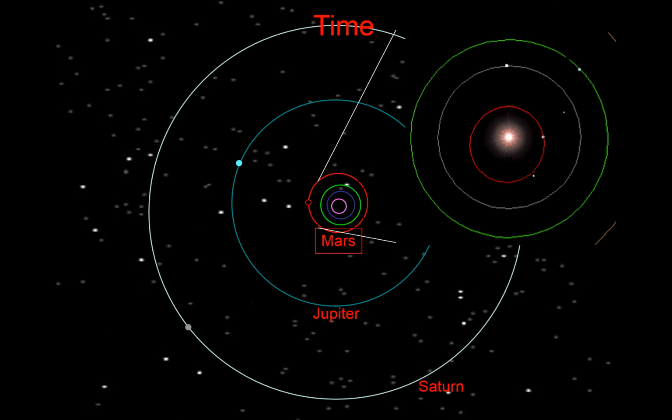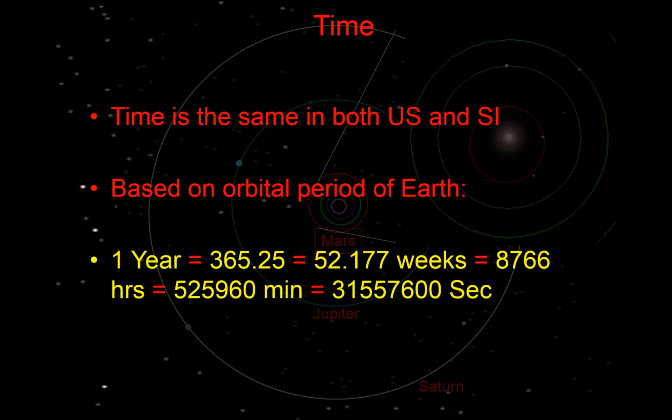Now when we talk about time, time is the same unit in both the US and the SI system of measurement. And it's really based on the orbital period of the Earth. So the Earth goes around the Sun, completing 1 revolution, that's 1 year. It spins on its axis once, that's 24 hours. That's our day length. So these particular measurements of time are invariant between the two methods of units. So time is the same in both US and SI.